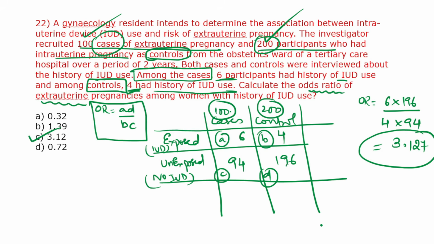So we got the answer for this question. This is how you have to calculate the odds ratio. In the previous question, we saw how to calculate the relative risk. Now here, for the odds ratio, please remember the formula AD by BC, and most important is how you substitute the numbers.